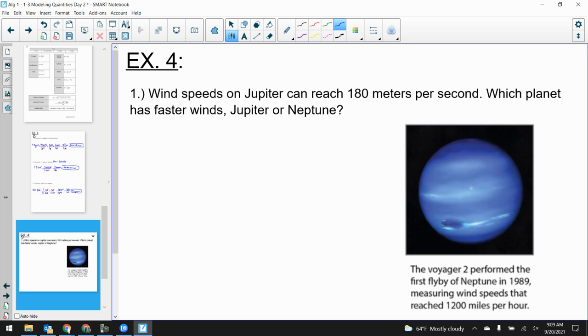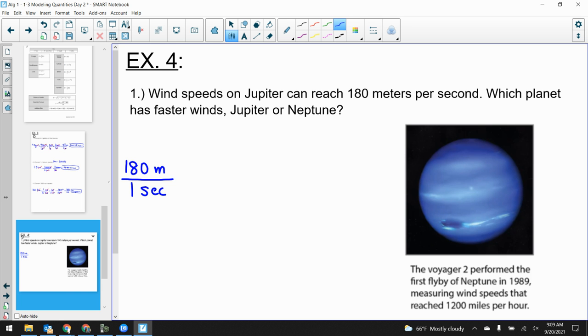Now, I don't care whether you do meters per second and turn it into miles per hour, or you take miles per hour and turn it into meters per second. I really don't care. All you have to do is get them in the same type of label so you can compare them. So let's take Jupiter, 180 meters per 1 second. Now notice that I not only have to change the meters into miles, but now I have to change the seconds into hours. So I'm going to have 2 conversions going on.